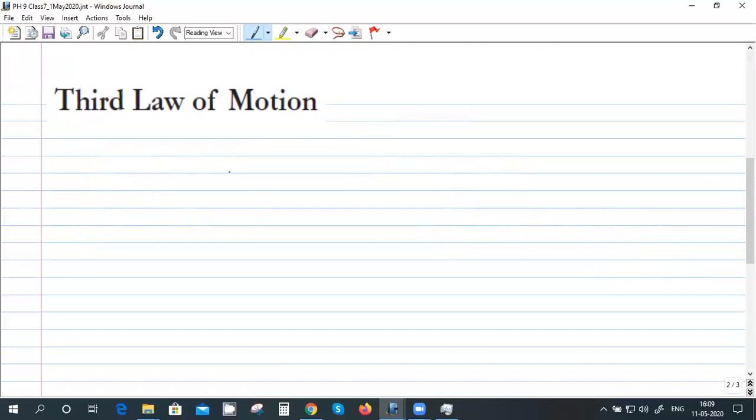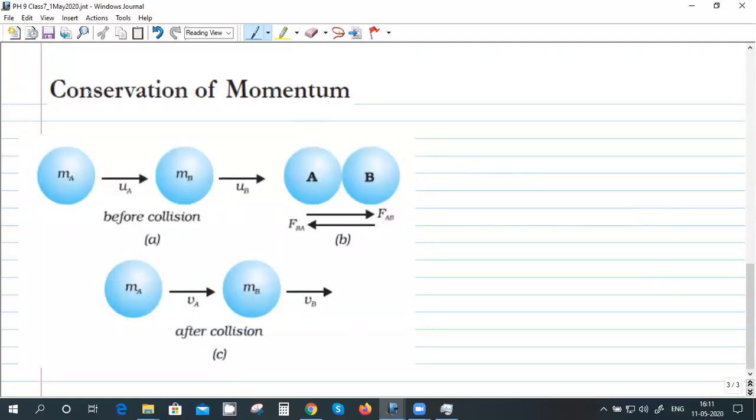The third law of motion. And there is one principle called conservation of momentum. What have you heard of the word momentum? What does momentum mean? It's like you get running momentum if you take a head start. What is it defined as? Does it depend on the mass? Yes, it depends on mass.